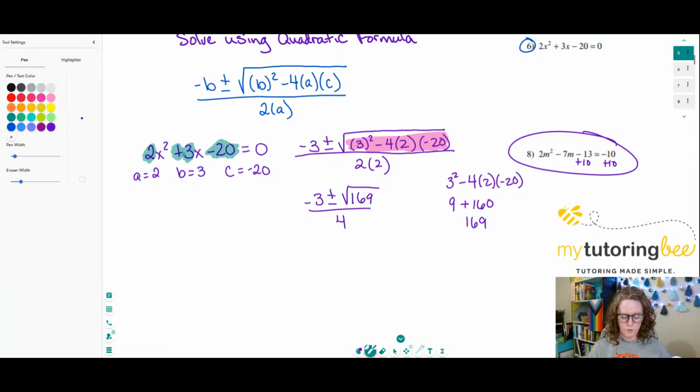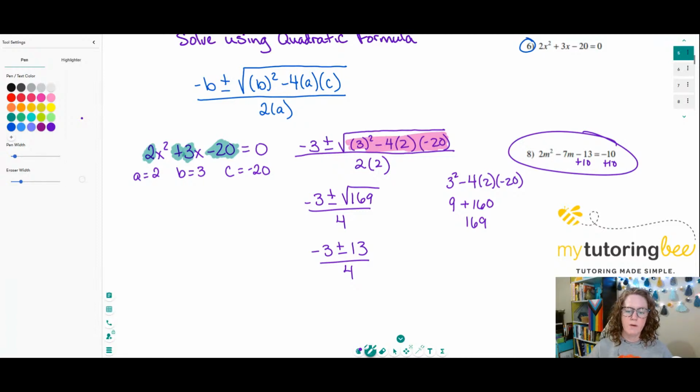So the square root of 169, I believe, is 13, but I'm going to just double check that with my calculator. Yes, 13. So the square root of 169 is 13, so I'm going to rewrite this as negative 3 plus or minus 13 over 4. Okay, so far this has not been too challenging. This is the part where a lot of students don't know what to do, or they think that this is the end of the answer.